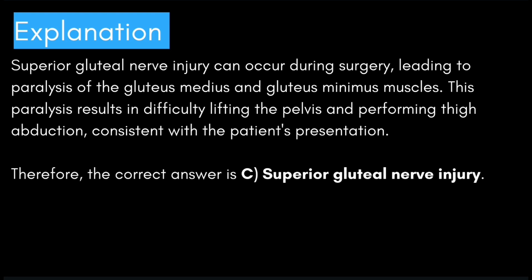Superior gluteal nerve injury can occur during surgery, leading to the paralysis of the gluteus medius and gluteus minimus muscles. This paralysis results in difficulty lifting the pelvis and performing thigh abduction, consistent with the patient's presentation. Therefore, the correct answer is C, superior gluteal nerve injury. Moving on to see why the other answer choices are incorrect.